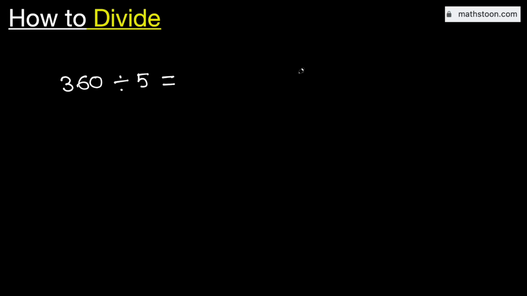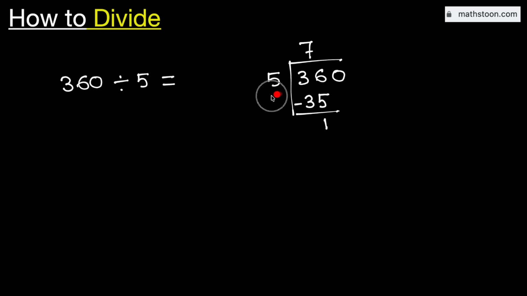In this video, let us learn how to divide the number 360 by 5 using the long division method. See that 3 is less than 5, so we will consider the number 36. We know that 5 times 7 is 35 and it is closer to 36. Subtract, we get 1. Now 1 is less than 5. That is why we will bring down this number 0 here.